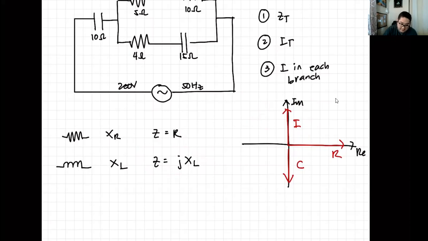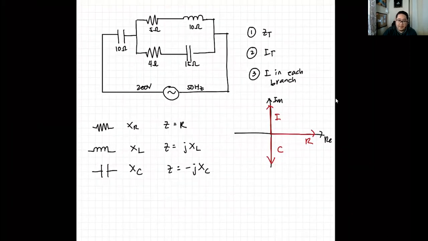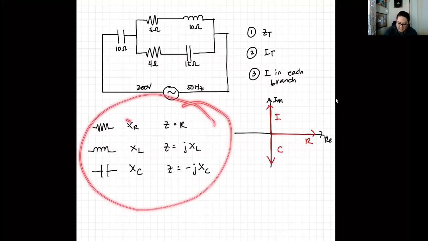Ngayon, pagdating kay capacitor, okay, XC yung kanyang reactance. So yung impedance niya is negative JXC. So negative kasi nasa negative axis siya nung ating complex, imaginary. Okay? So to get daw yung kanyang total impedance, we need to change yung mga connection natin into series of complex numbers o yung impedance equations. Okay? So itong mga values na to, pwede siyang mag-combine.